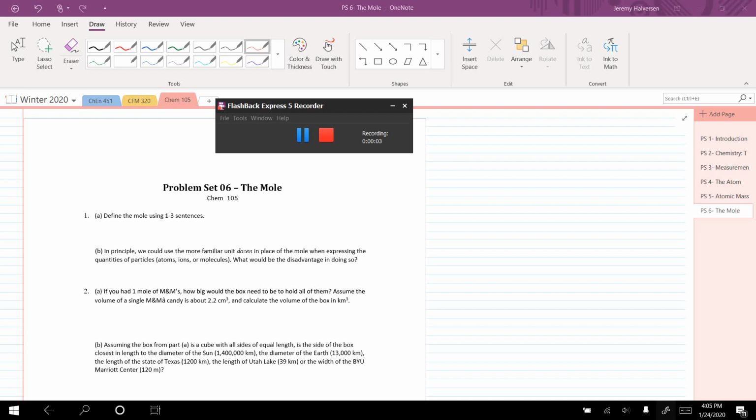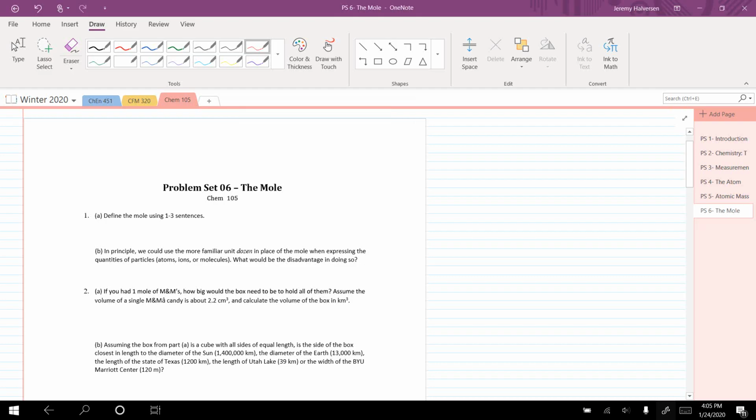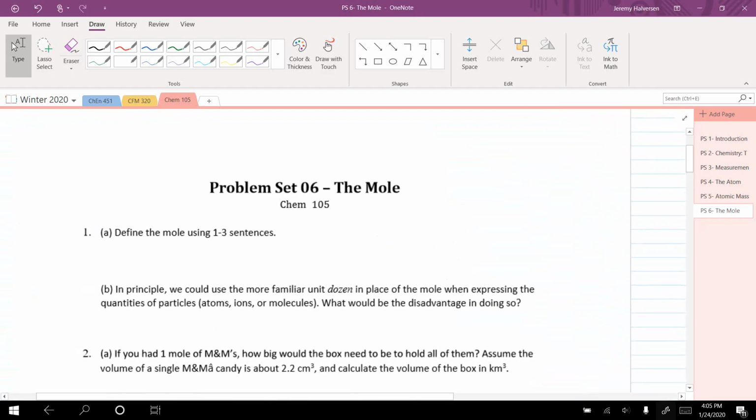Hey there, this is problem set number 6, where we introduce the idea of a mole and learn how we use it in chemistry. So, just talking about the definition of a mole.